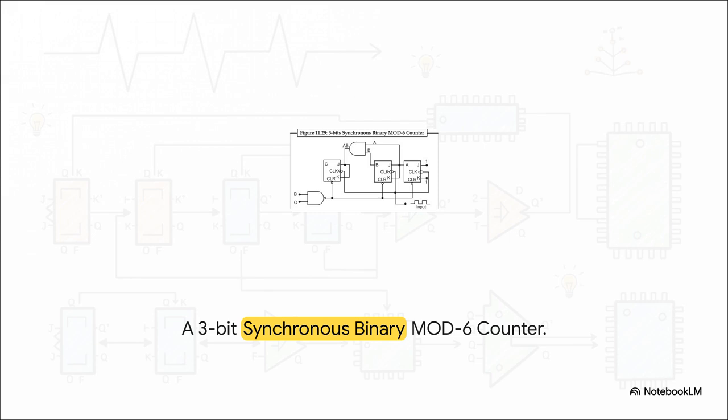By wiring the outputs that make up the binary number 6, which is 110, into a NAND gate, we can trigger the clear input on all the flip-flops the exact split second it hits 6. Bam! It instantly resets to 0, cutting the sequence short and giving us a perfect mod 6 counter.